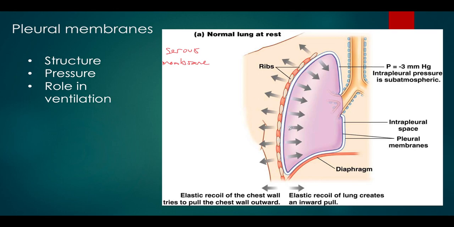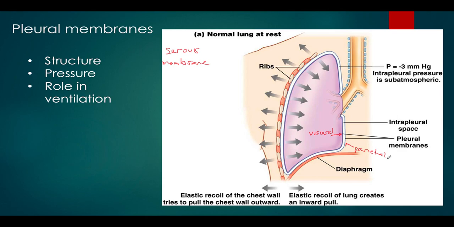They have a layer that is right on the lung. I'm going to draw an arrow here somewhere. See these pleural membrane arrows? An inside one and an outside one. This inside one is the visceral layer. That is the visceral pleura. This one is the parietal. So you've got a visceral and a parietal pleura.